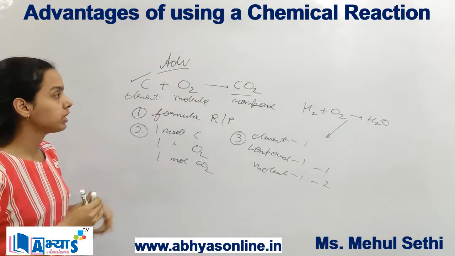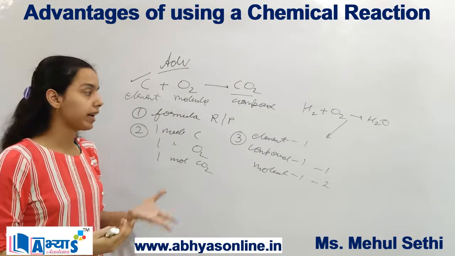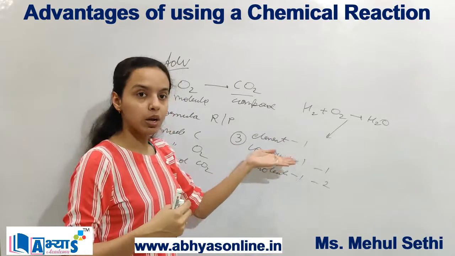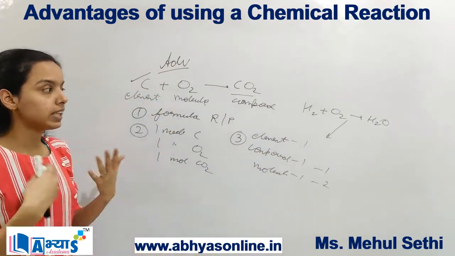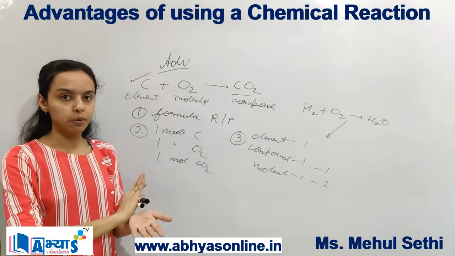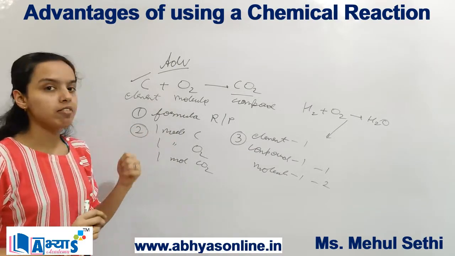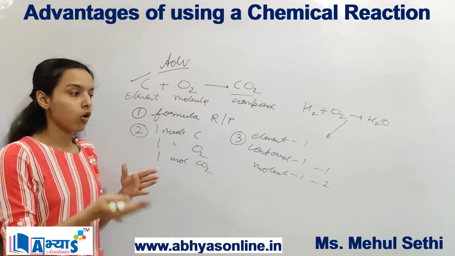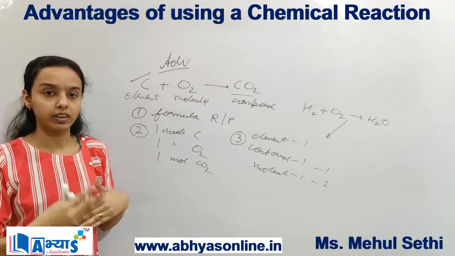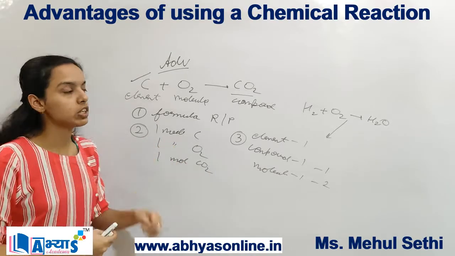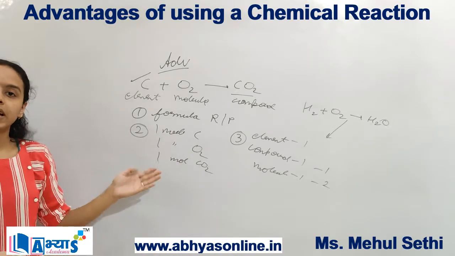So clearly from the chemical equation you can find the formula of the reactants and products, and the number of elements or compounds or molecules which are there in the chemical reaction. They can either be from the reactants or from the products. And the third important advantage is that you clearly know how many molecules are required on the reactant side and how many molecules are produced on the product side. This was the concept of the advantages of a chemical equation.